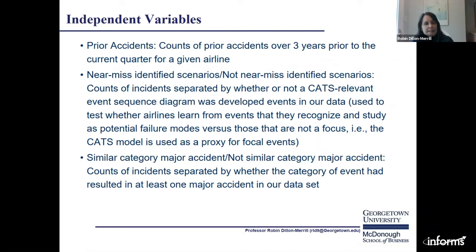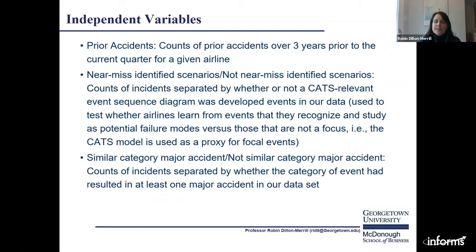Our independent variables, we had prior accidents, which was counts of prior accidents over 3 years prior to the current quarter for a given airline. We also had, and this is where the CATS models were relevant, whether this incident, this near miss, was an identified scenario or not an identified scenario. What the CATS models had done was develop a set of event sequence diagrams to focus on and study various different incidents to learn from. And so we looked at whether these incidents were associated with CATS identified event sequence diagrams, or whether they were not. This was used to test whether airlines learn from events that they recognize and study as potential failure modes, where CATS was our proxy for the events that people are recognizing and studying as failure modes, versus those events that are not a focus.